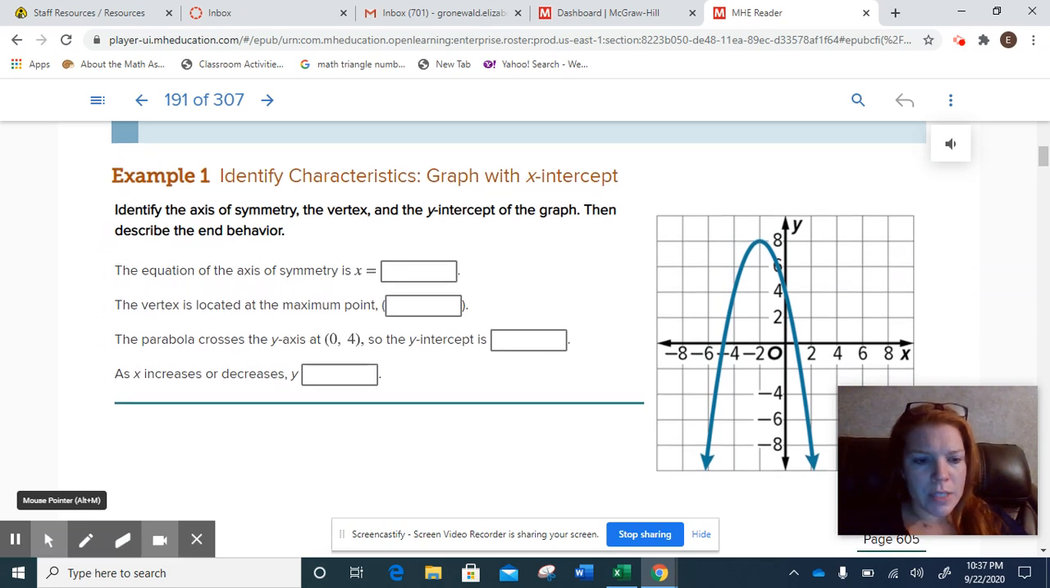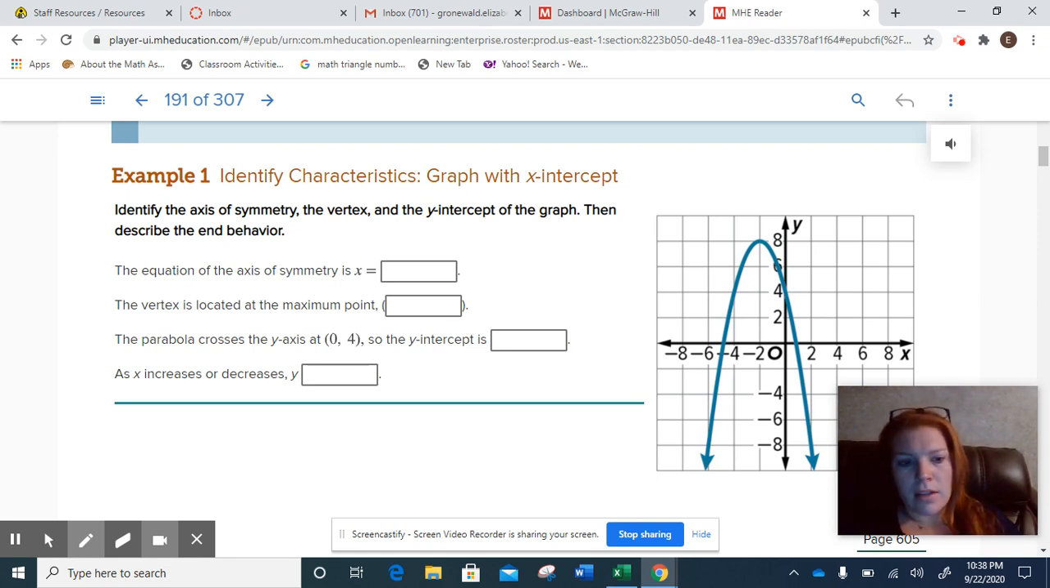Okay, we go straight into example 1. This one wants to identify the axis of symmetry, the vertex, the y-intercept of the graph, and then the end behavior from the graph that we have. So there's no actual solving. You're just going to find these pieces on the graph.